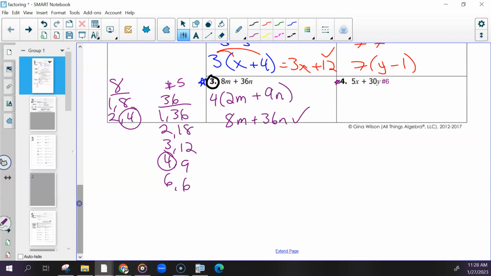Questions so far? What would the highest number we can divide out of 4 be? 5. Any variables we can divide out? No. And then if we divide both of these by 5, what's left? x plus 6y. Okay. And then move on to the next page.